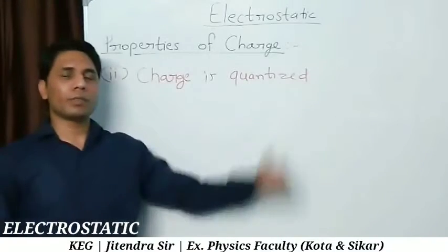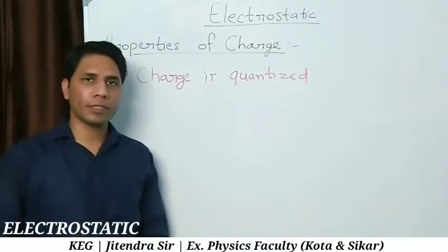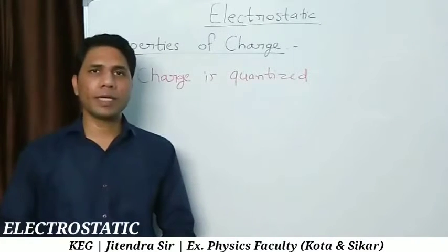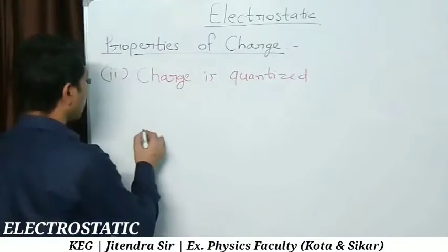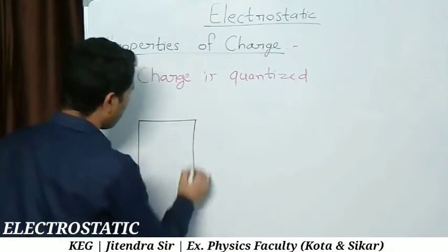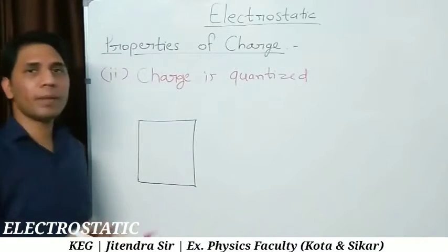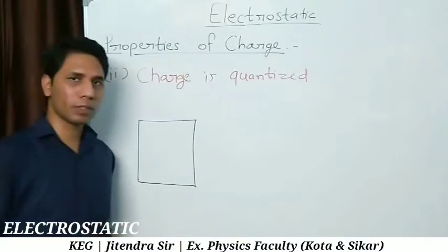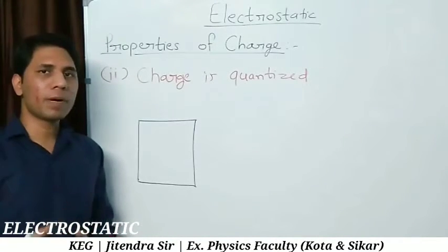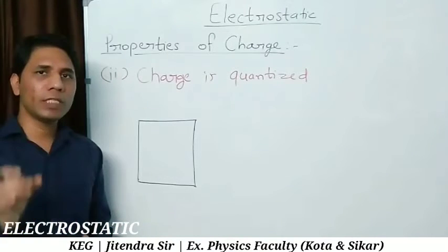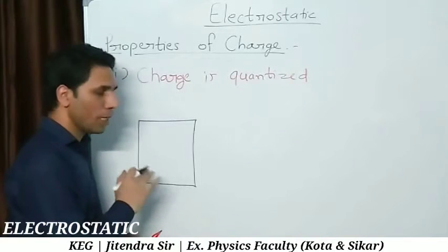Charge is quantized. What is the meaning of quantized? To understand it, we can take an example. Suppose there is a plain paper, and we can break this paper into multiple parts. But when we break the paper into multiple parts, the size of each part should be the same.